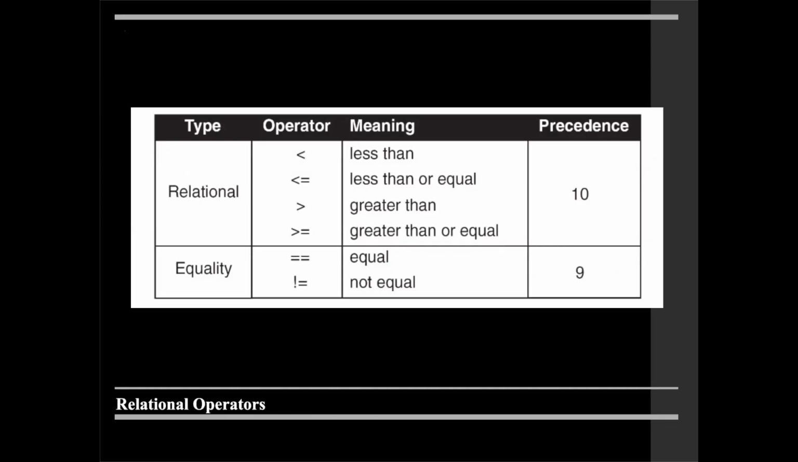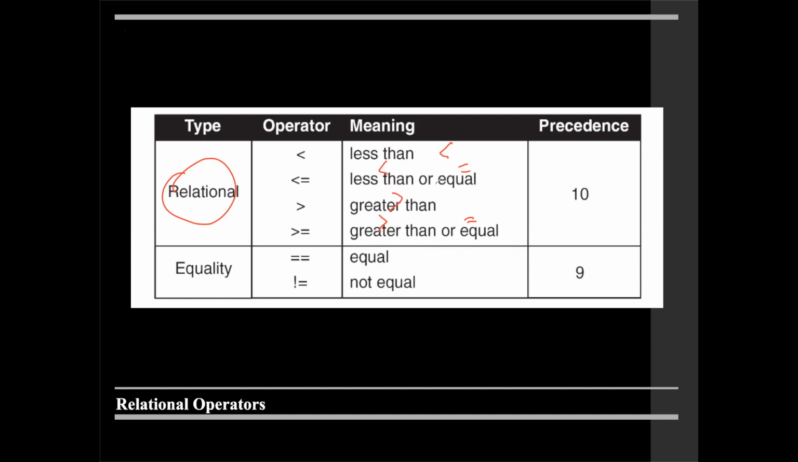All right, let's go through what we call relational operators. There are several of them. In mathematics, we come across less than, less than or equal to, and greater than or equal to. In English, we never say equal or less than, or equal or greater than. We always say less than or equal to, greater than or equal to.